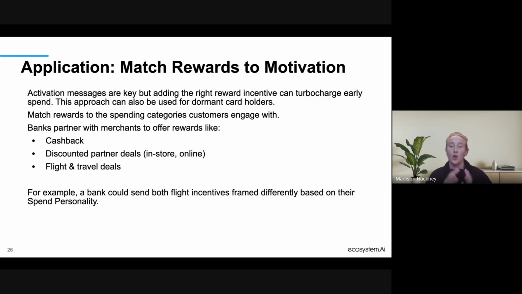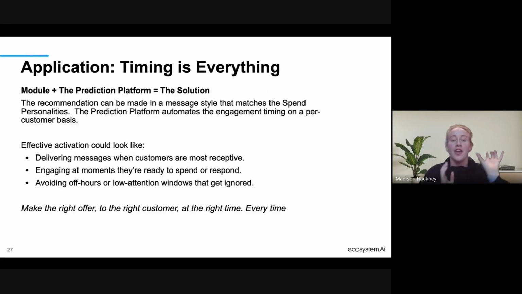So what can be done here when you match a reward to a motivation is you can offer the exact same reward, one size fits all reward to every spend personality, but you can frame it in a way that resonates with said spend personality. A flight deal or a discount on flights would be reworded and written in a different message to an intentional spender as it would to an experiential spender, despite the fact that it is essentially the same reward. The power of making an activation nudge or recommendation comes in delivering the reward wrapped in this nice message at the right time. That is where we also bring in the full view of the module, spend personality with the prediction platform equals the full solution.